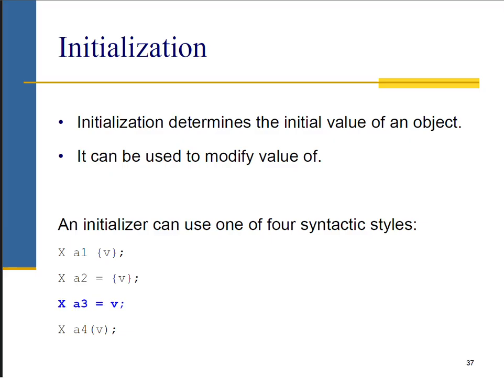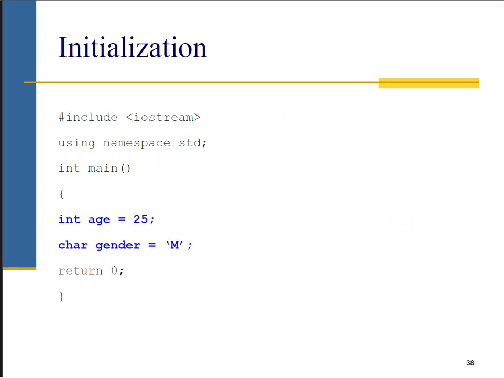So now initialization. This determines the initial value of an object. An initializer can use one of several syntactic styles, as follows. So it basically gives a variable its first value when declared. So this is a simple program.